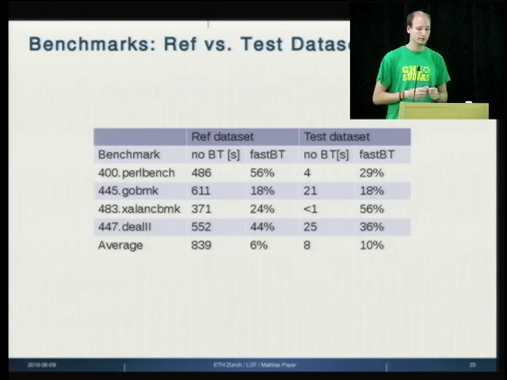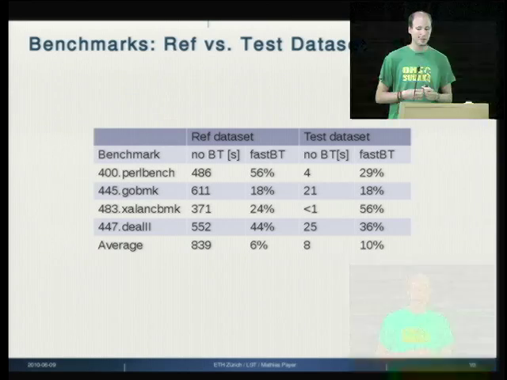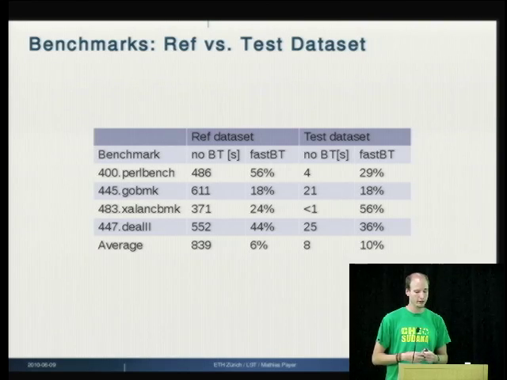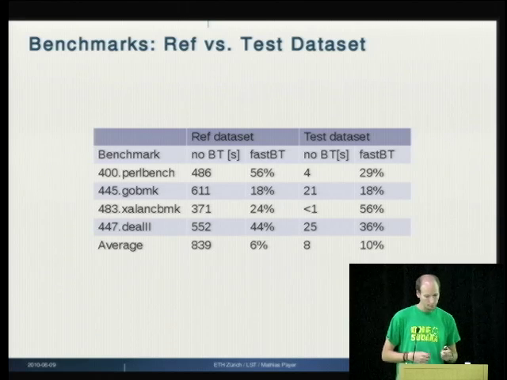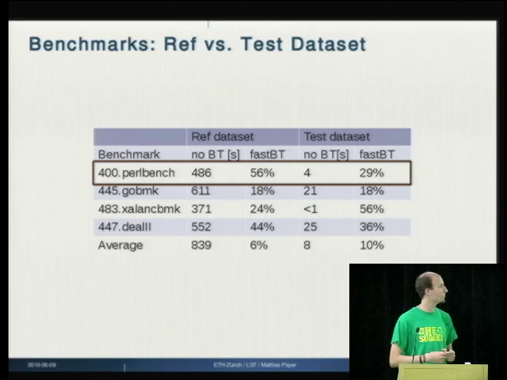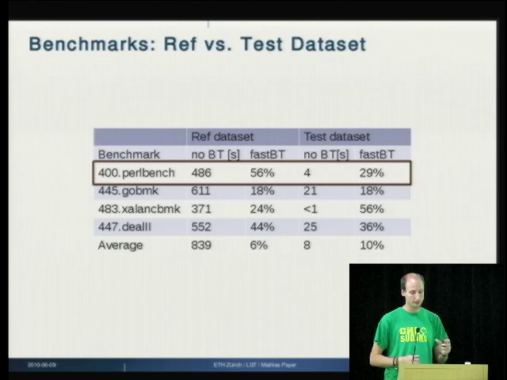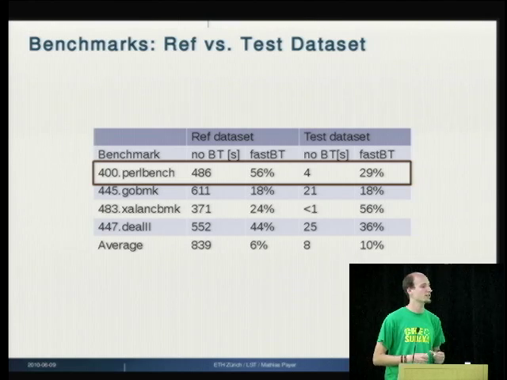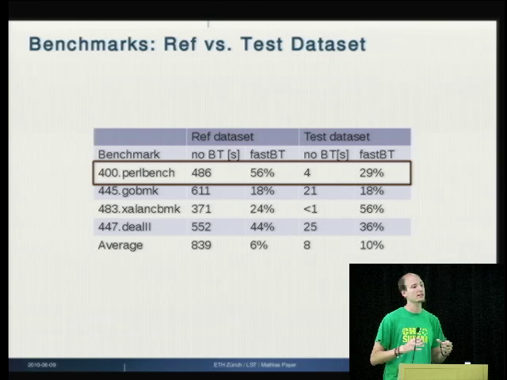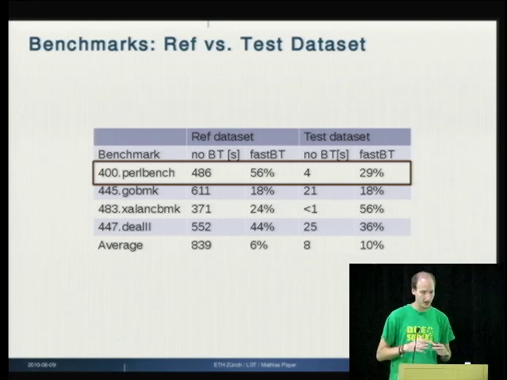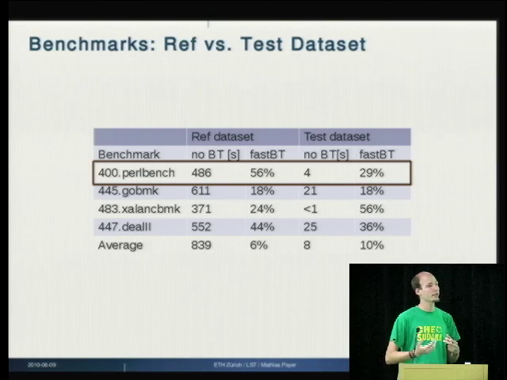So if we compare the reference and the test data set for our binary translator, we see that for some benchmarks, for example for Perl bench, the test data set is even faster than the reference data set. This is due to different instructions that are executed and a smaller set of code that is executed. So we don't incur as much runtime overhead due to the translation as if we would run the reference data set.